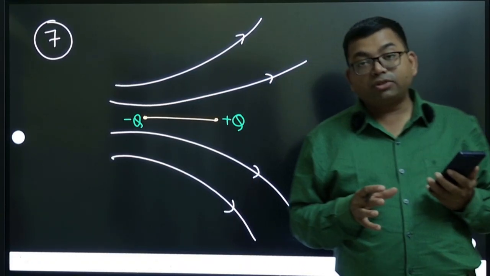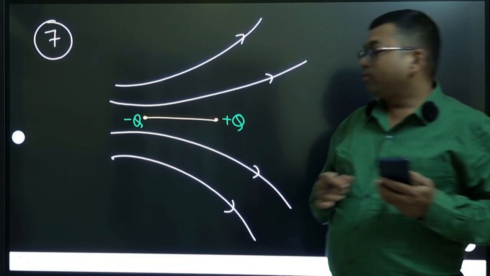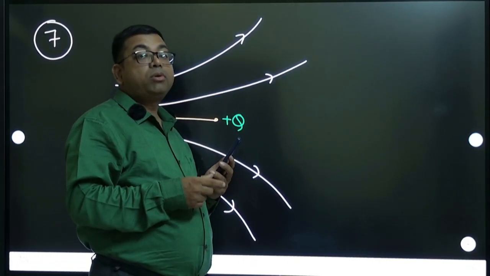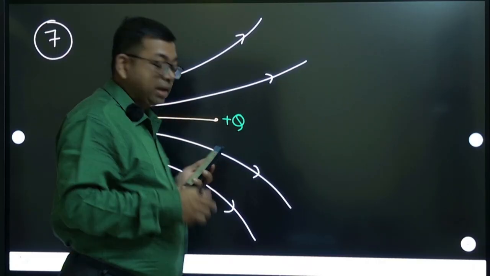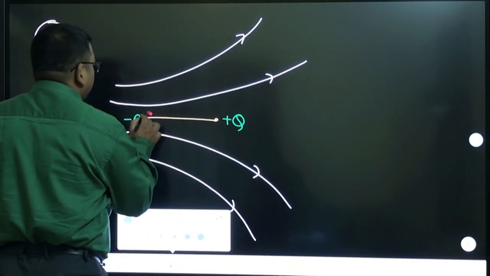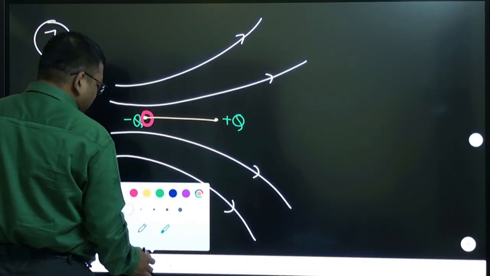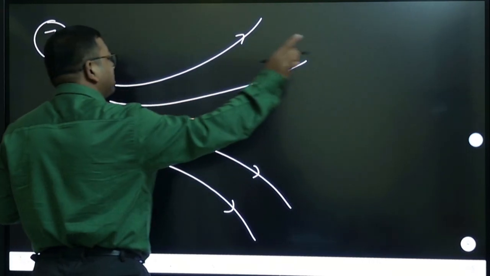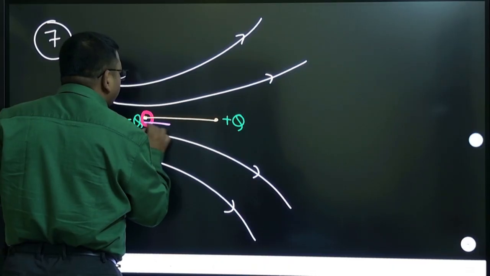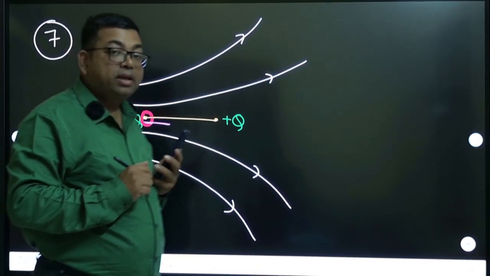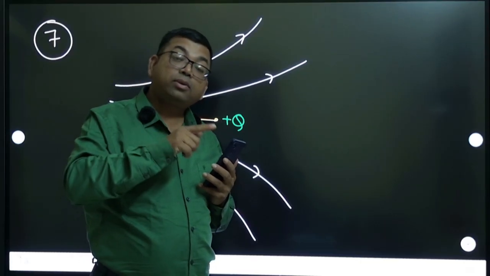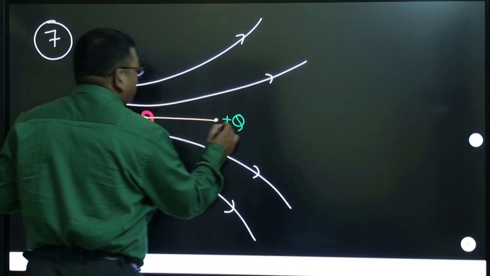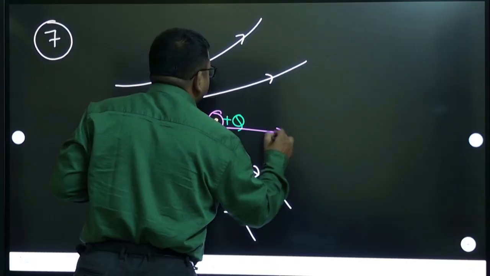So first of all we need to see the forces acting on the dipole. Because the field is not uniform, the fields are different, so different forces will act. At this point, the minus charge is there. A positive charge will go in the direction of the field, right? A negative charge will go opposite of that. So the positive charge will go in this direction.